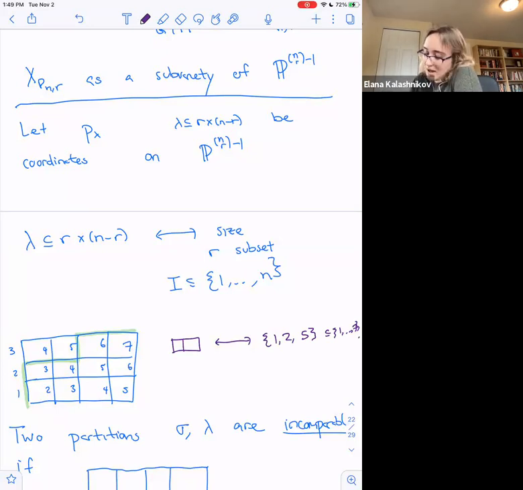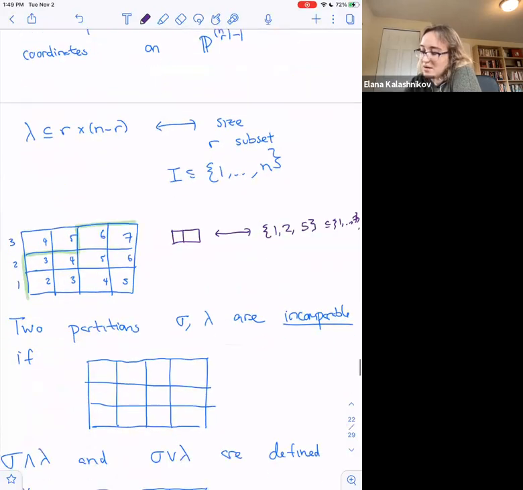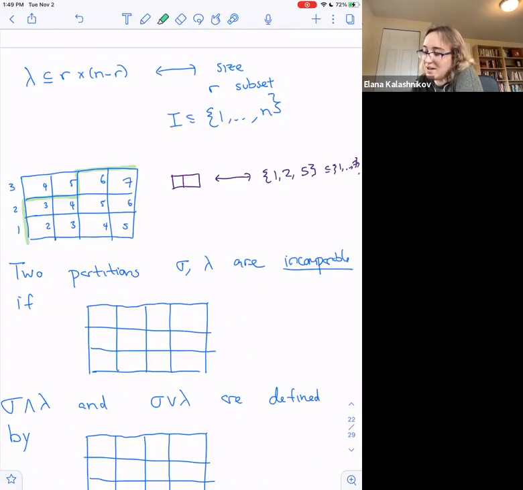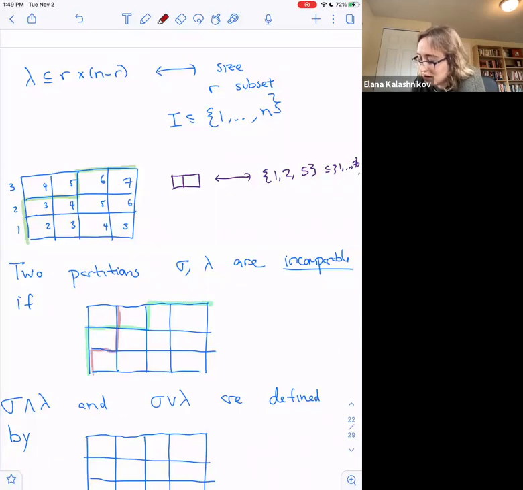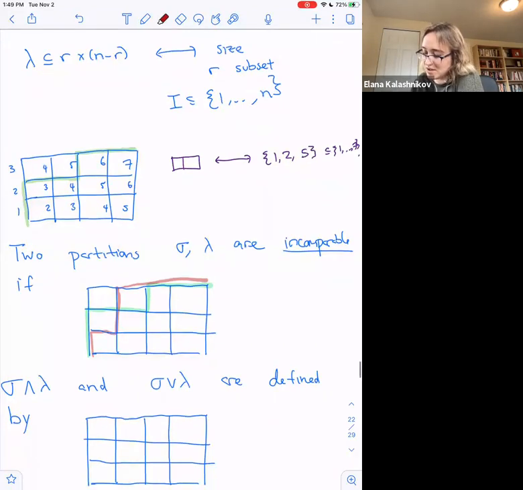We say 2 partitions are incomparable if neither one sits above the other. So for example, if you take this partition here, and this partition here, you can see that they cross and neither one is above the other. And so this is an example of an incomparable pair.